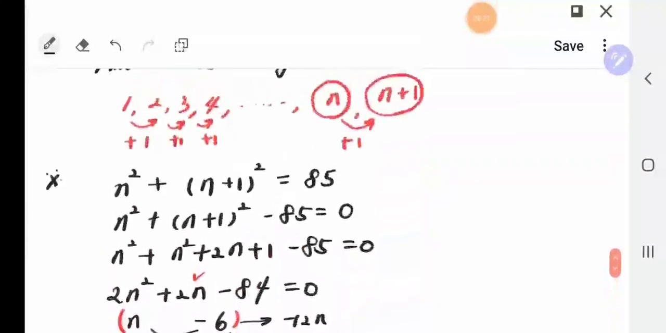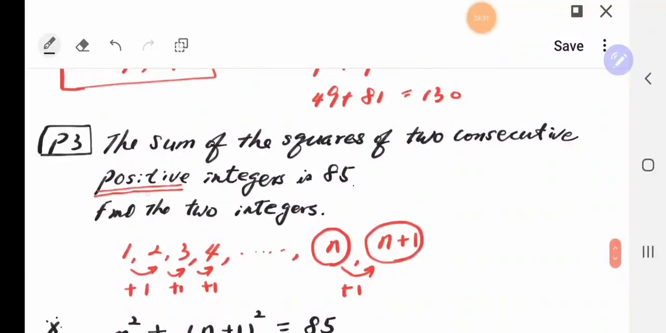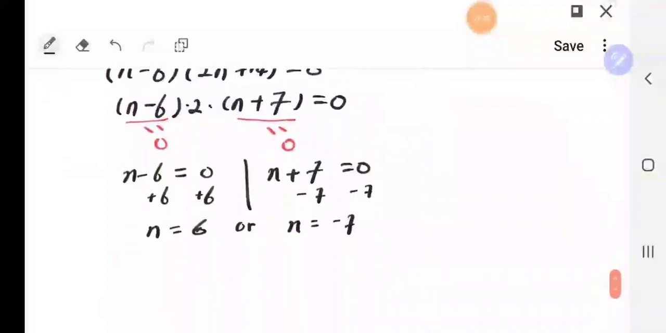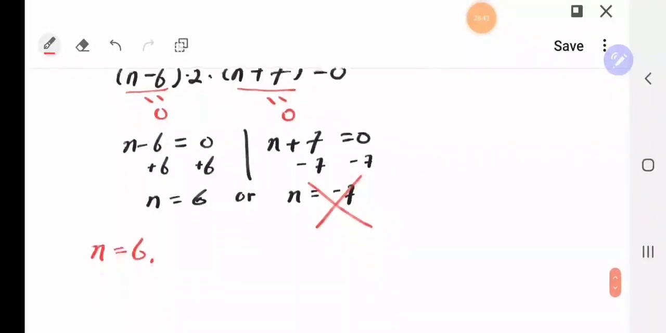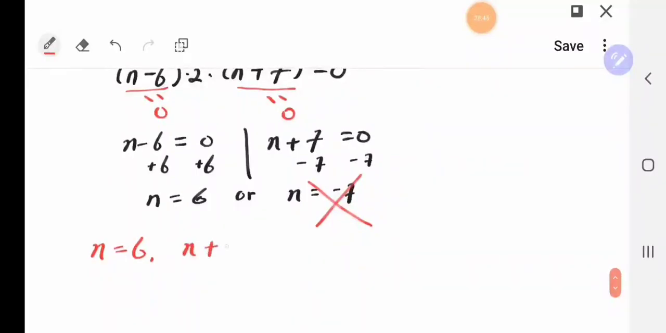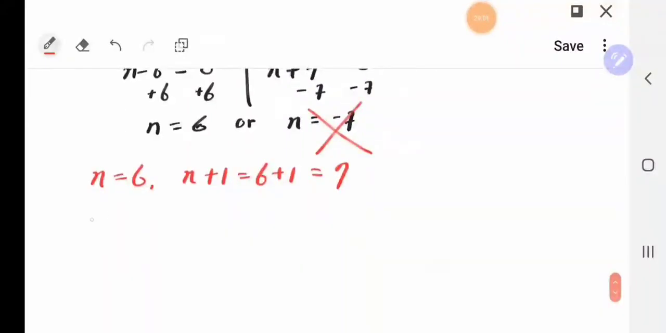But as you see, the consecutive integers are positive. It has to be positive, so we will not allow the negative number. So n is 6. Then what's the next integer? The next consecutive integer is 1 more than the previous number, so that will be 7. So the two consecutive positive integers are 6 and 7.